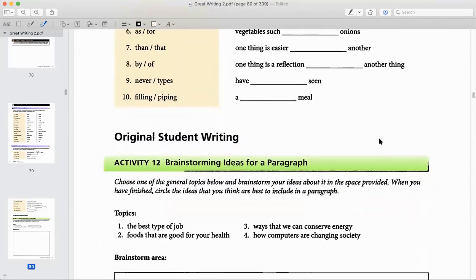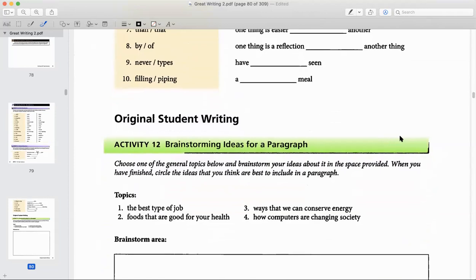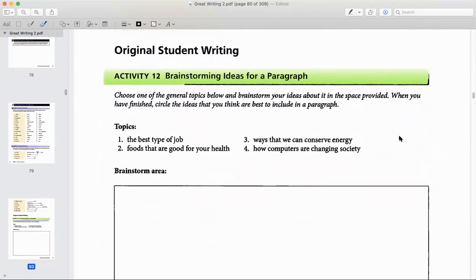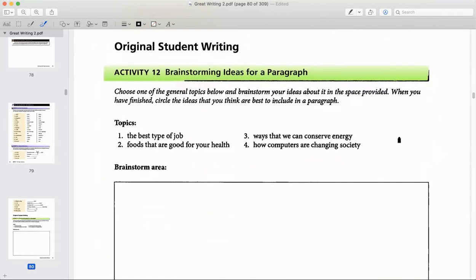And that brings us to original student writing. This you're going to do in the online discussion in Canvas. So you've got 4 general topics down here. Best type of job, foods that are good for your health, ways we can conserve or save energy, and how computers are changing society.